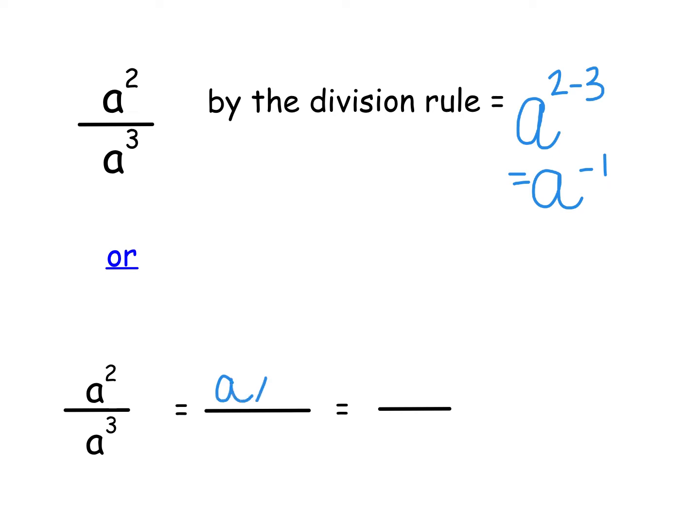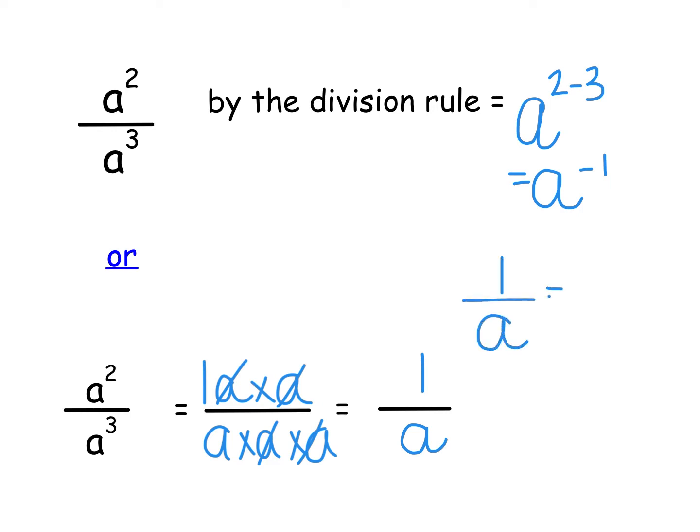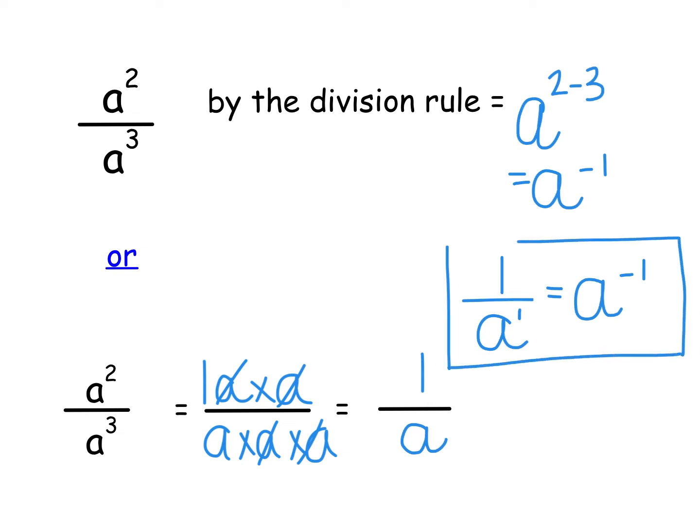Well, that is a times a for a squared and a times a times a for a cubed. I can cancel 2 out from the top, 2 out from the bottom, which leaves me with an a in the bottom. And remember, there's always a secret number 1, and it leaves me with 1 over a. Now, that's the exact same sum, so it must follow that 1 over a is the same as a to the negative 1. Now, 1 over a has a little secret power of 1 that's not written there. And if you look closely at this rule, the only difference is the thing on the bottom has come up to the top and the power has gone from positive to negative.